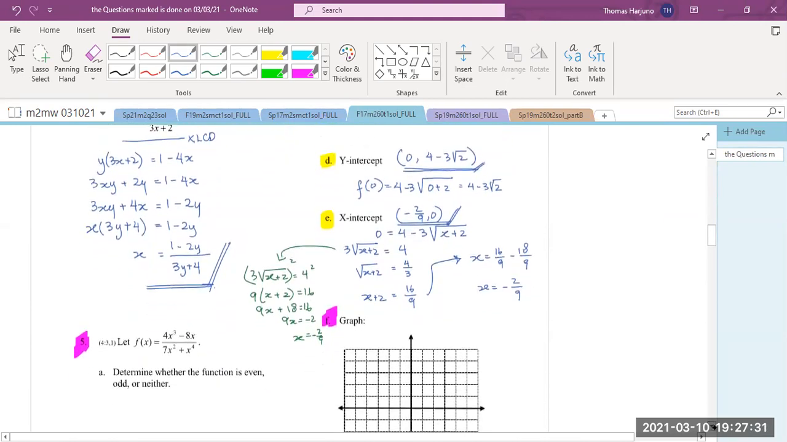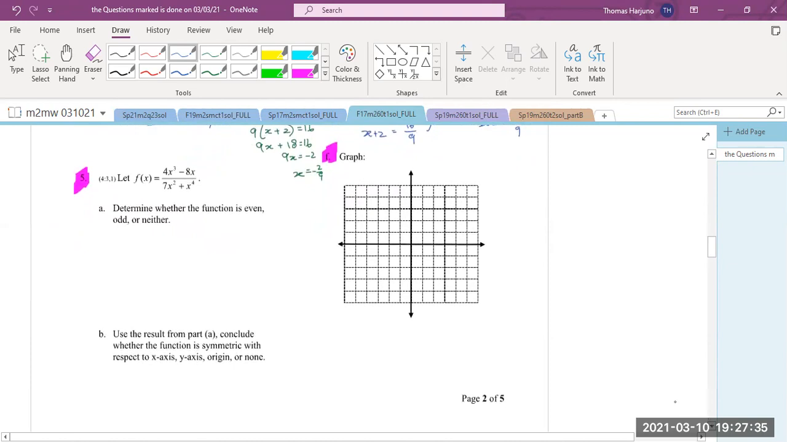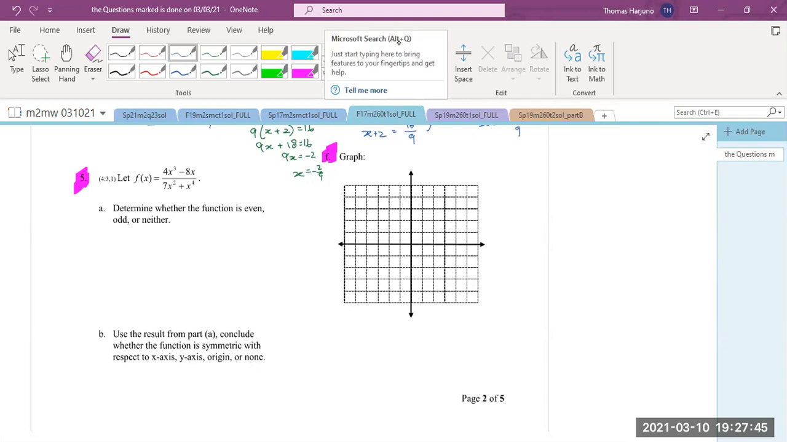About number five. Oh, this again, even or odd function. You notice that I always ask that question, right? Even or odd function. Do you think you can do that on your own? If you think you can do it on your own, then I would just go ahead and finish it. I think you can do it.